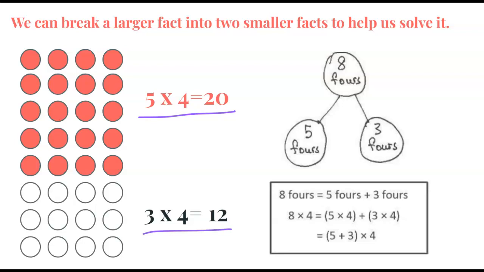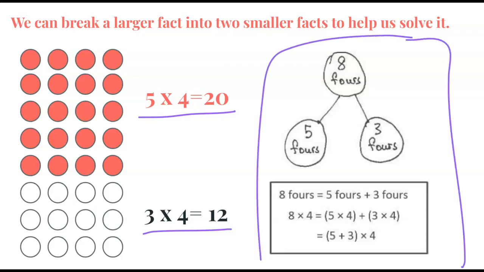We can also use a number bond, like we see over here. 8 times 4 is the same as 8 fours, which we can break into 5 fours and 3 fours. So 8 fours equals 5 fours plus 3 fours, or 8 times 4 equals 5 times 4 plus 3 times 4.